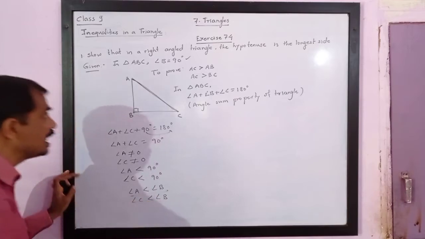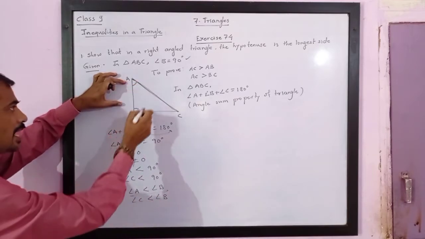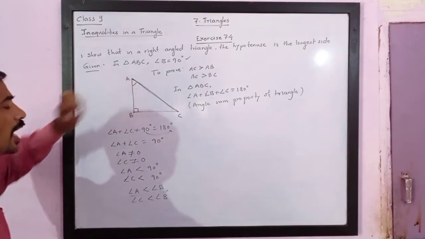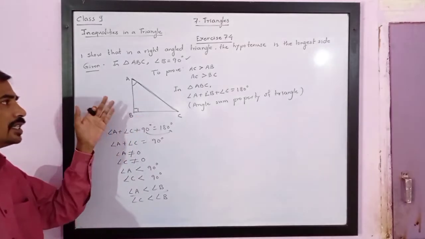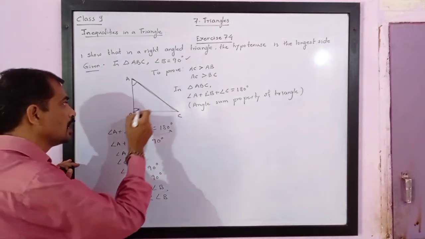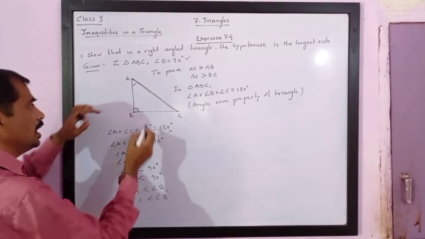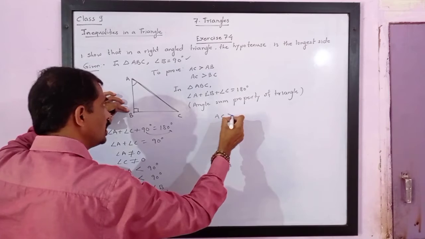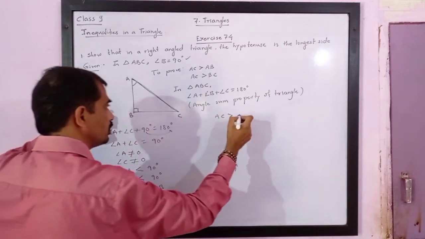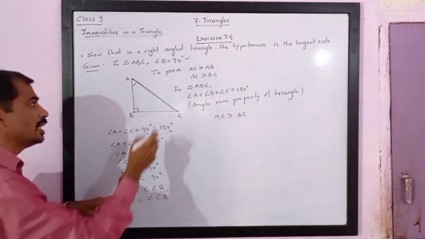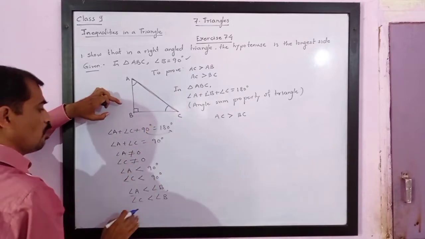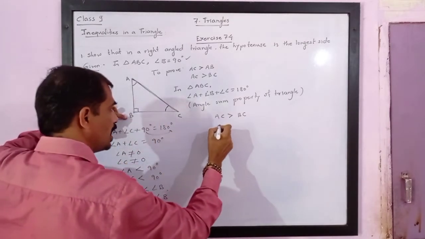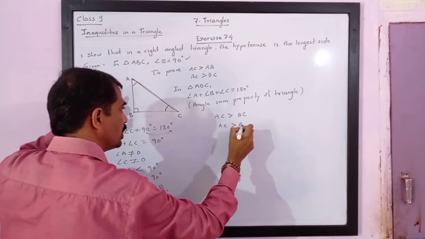Now if angle A is less than angle B, it means the side opposite to the smaller angle is smaller, and the side opposite to the larger angle is larger. That is what we have studied. It means since angle B is bigger, AC is bigger than BC. And next, angle C is smaller than angle B, which means angle B is greater. So the side opposite to it, side AC, is greater than AB.